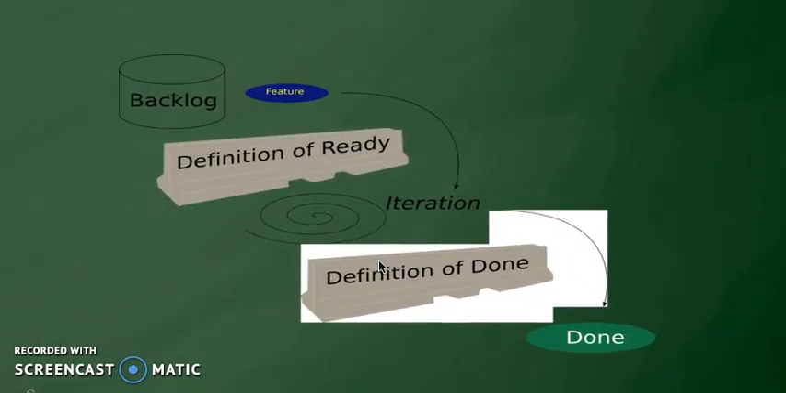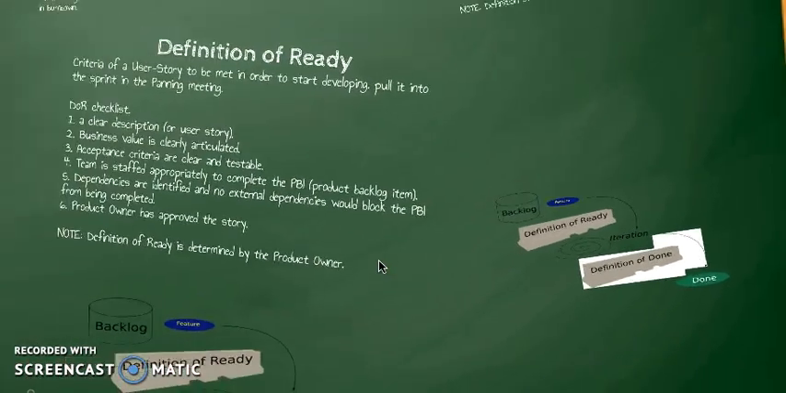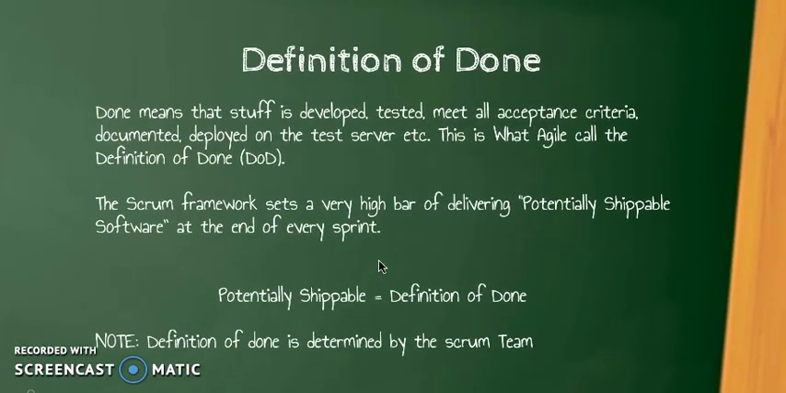We are going forward. After definition of ready, you can see here we are moving to the iteration phase. In iteration we are developing the user stories, and once we're done with the user story development, then we are going to talk about definition of done. So what exactly is definition of done? Definition of done basically means the stuff is developed, tested, and meets all the acceptance criteria. It's well documented and deployed onto the test server, etc. So this is what Agile calls the definition of done.